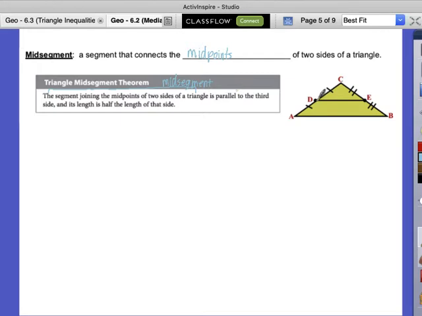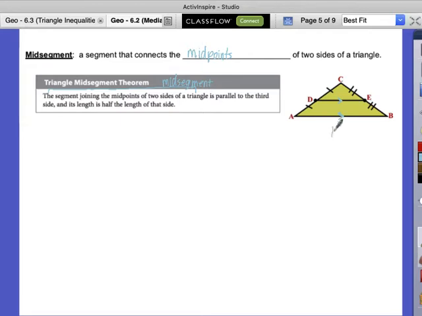So what side is DE going to be parallel to? AB. AB is considered the third side because it's the side it's not using the midpoints on. So AB is the third side here, and those two are parallel. And what do we know about their lengths? What's it say in the mid-segment theorem? Its length is half the length of the side.